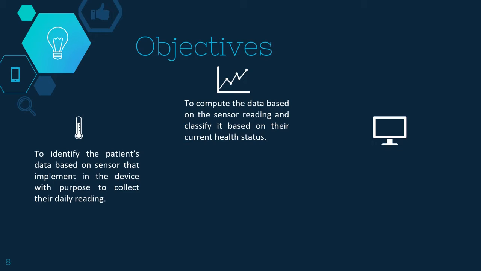The second objective is to compute the data based on the sensor reading and classify it based on their current health status. This part is a combination of the sensor data and the data from the health survey contained in our system. For some diseases we cannot detect them from body temperature and heart rate. For example, people who have diabetes or other kinds of disease do not show symptoms like fever or heartbeat changes. So with the health survey in the system, we believe it could detect other diseases.